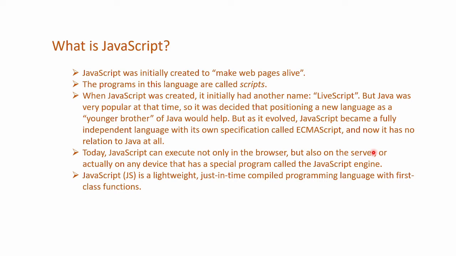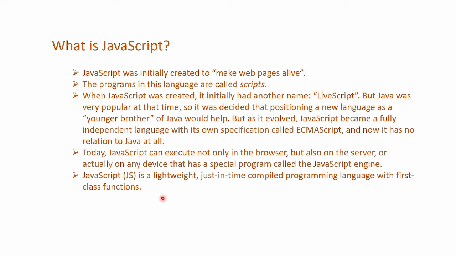If anyone asks you what is JavaScript, you can tell the last sentence, that is, JavaScript is a lightweight just-in-time compiled programming language with first-class functions. But that is not sufficient, right? Because we are here to understand exactly what JavaScript is. So let's go one by one.